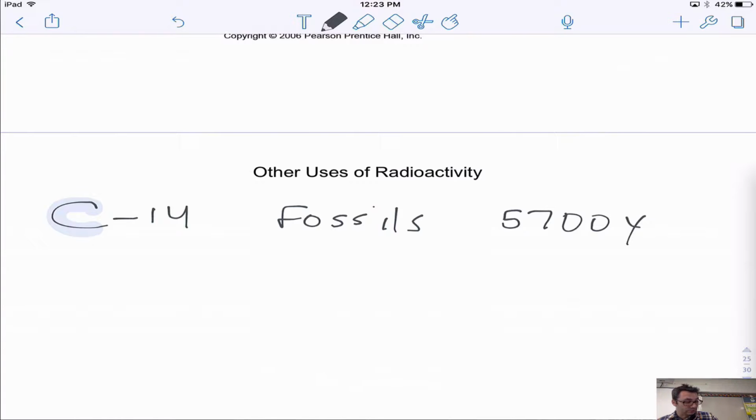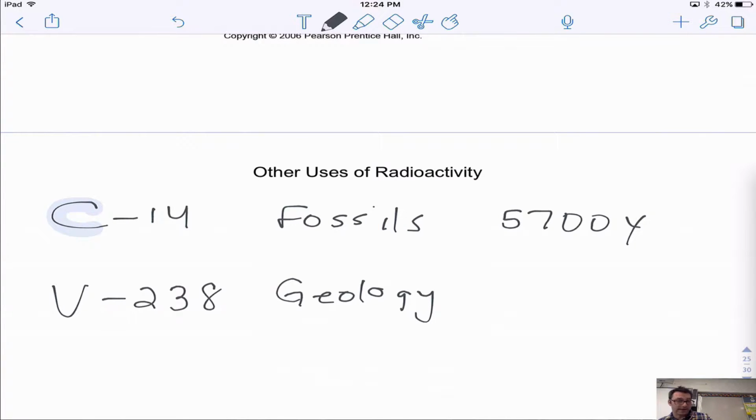Another isotope, uranium-238. This is used for dating rocks. So if you're into dating rocks, geology, you might have learned about this in earth science. And this has a really long half-life of about 4 billion years. And so this makes perfect sense to use for dating something that is extremely old, like a rock formation, to see how old the Earth is, for example.